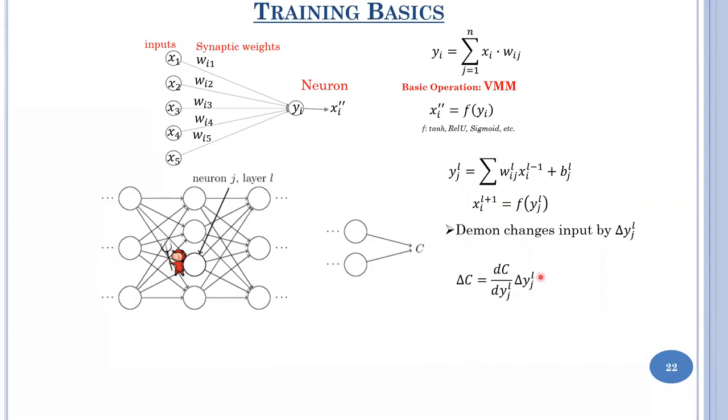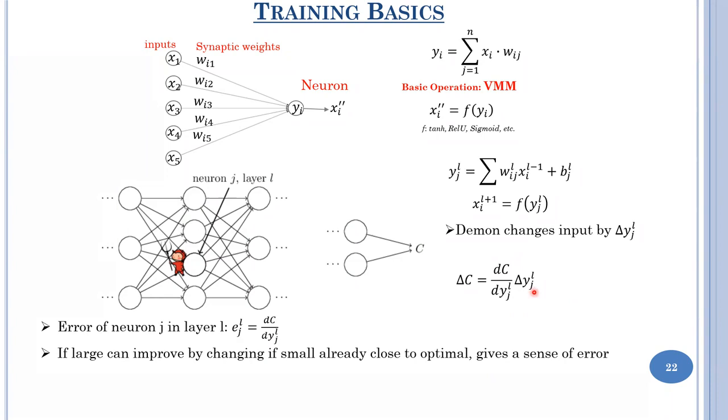Now we define this gradient of this cost with respect to the input as the error. Why so? Because if this gradient is very large, then even if you change this input by a small amount, the change in the cost would be large. And we can say that our network was not very optimized. However, if this gradient value is very small, even if you change this input by a very large amount, the overall change in this cost would be small, which would simply tell you that this cost was already optimal.